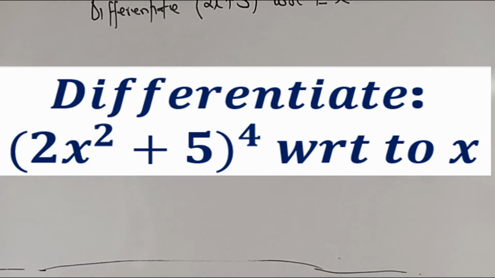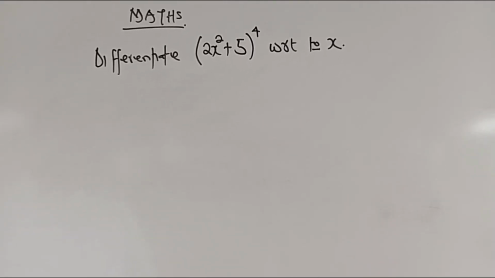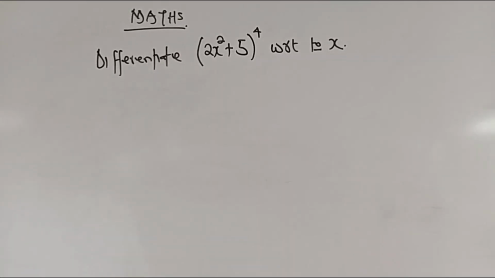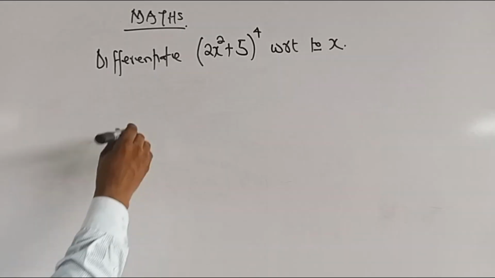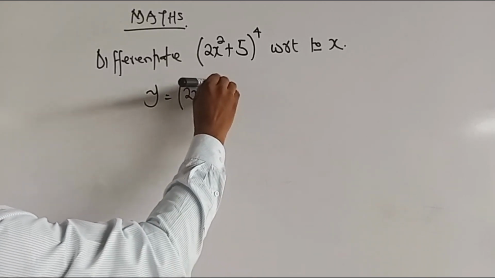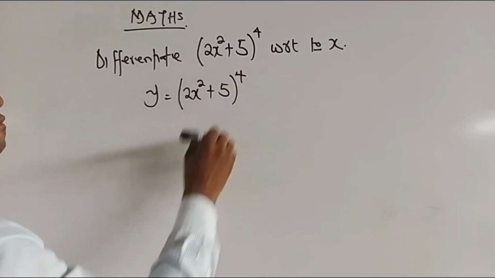Mathematical question, also for JAM, likely an examination question. We are asked to differentiate this with respect to x. To differentiate, invariably you are asked to find the change in y with respect to the change in x. Although we don't have y in this question, we can equate the value given to us to y. So let's say y equals (2x squared plus 5) raised to power 4.